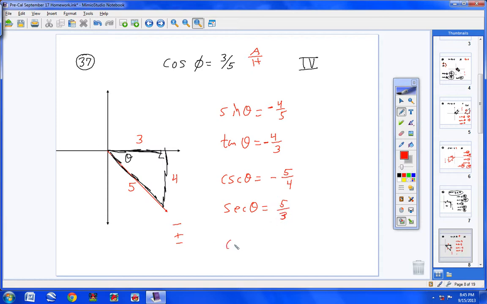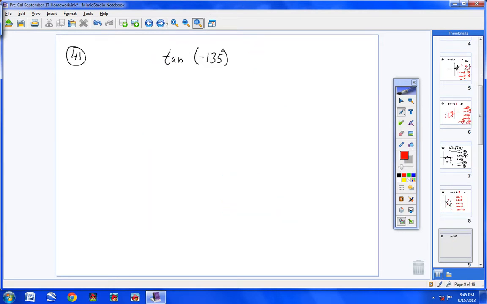And then cotangent theta would be the inverse of tangent theta. And the tangent of theta is negative 4/3. So the cotangent of theta would be negative 3/4. Okay? And you've waded through the hardest part of the assignment. The rest of it's actually pretty easy. So here we go. Let's take a look now at number 41.